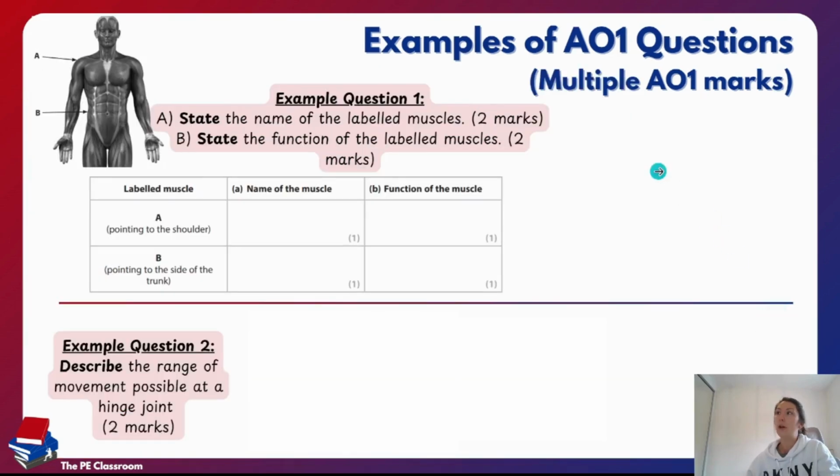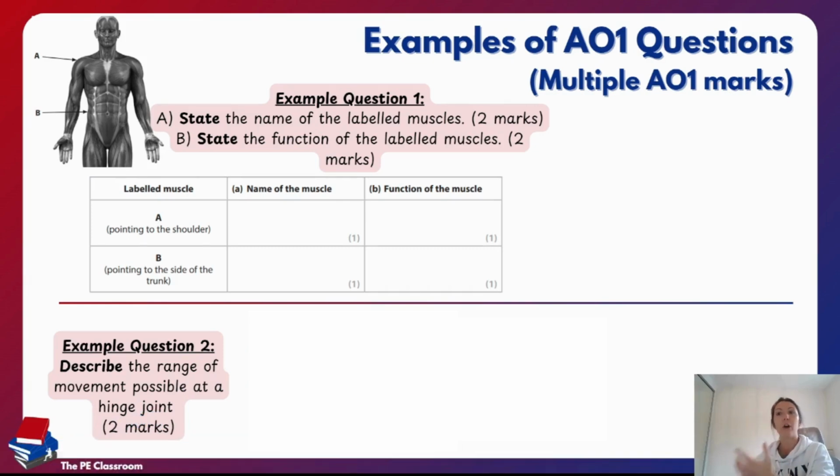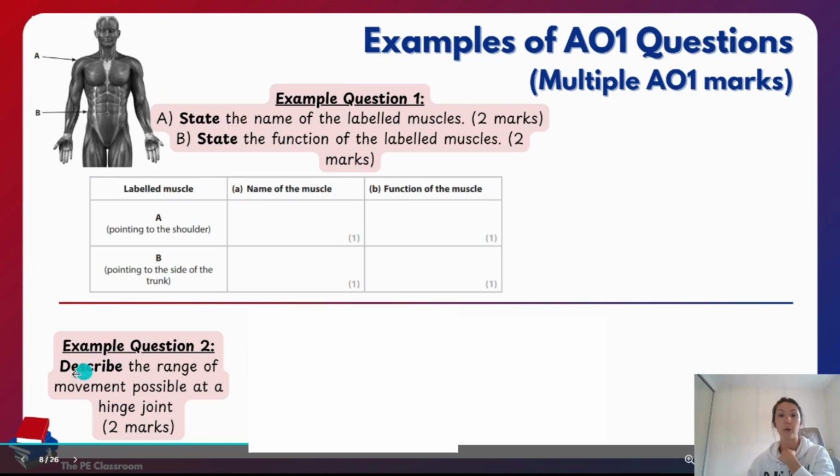Okay, this type of question is still AO1, but as you can see at the top here, it is multiple AO1 marks. So for example, I'm just going to highlight right before reading it, you've got 2 marks here, 2 marks here, and 2 marks down here. So already you have to read the question, realise how many marks it's worth, so you know how many points you need to make. But again, that state command word comes up, and you've got the describe command word down here.